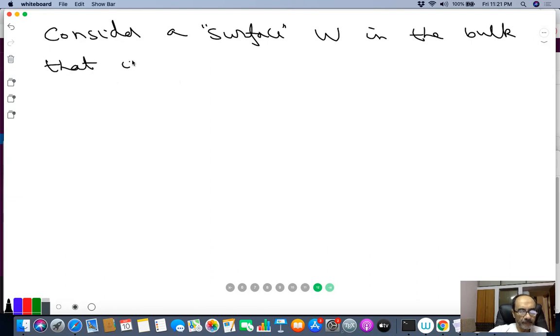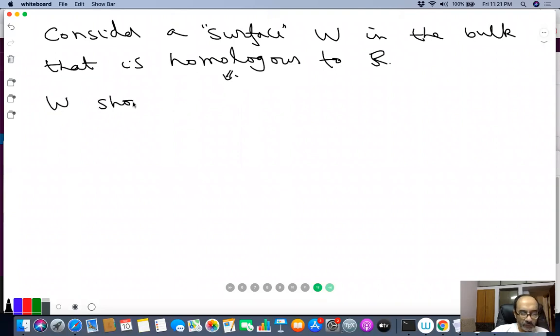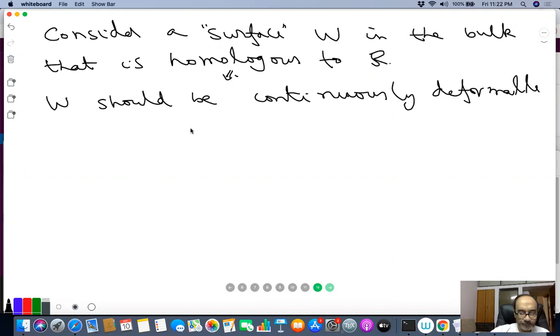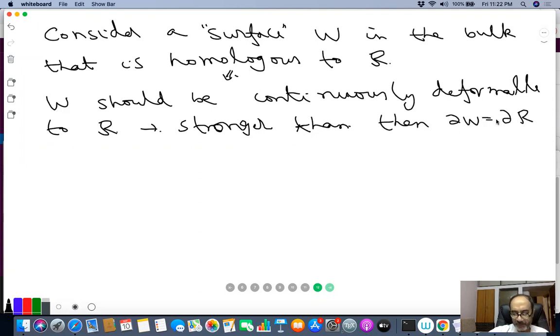That is homologous to R. So this homologous is slightly more restrictive than what we had said earlier, that the boundary of R should coincide with the boundary of this surface W. Homologous basically means that W should be continuously deformable to R. So this is stronger; in global AdS it is the same, but otherwise in general it is stronger than just demanding that the boundaries coincide. Okay, so this is the symbol for boundary.